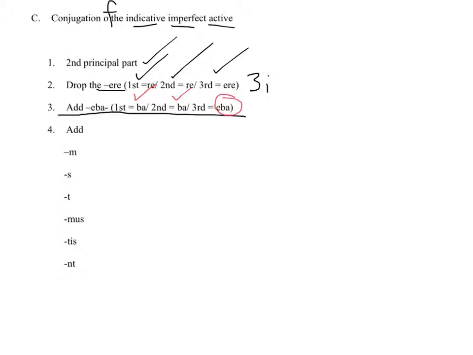So again, if you take your model, your paradigm, you have dicere. You drop the ERE because it's a third conjugation. For all third conjugations, you drop the ERE. Then you add EBA to make it imperfect. Then you add the endings: m, s, t, mus, tis, nt.